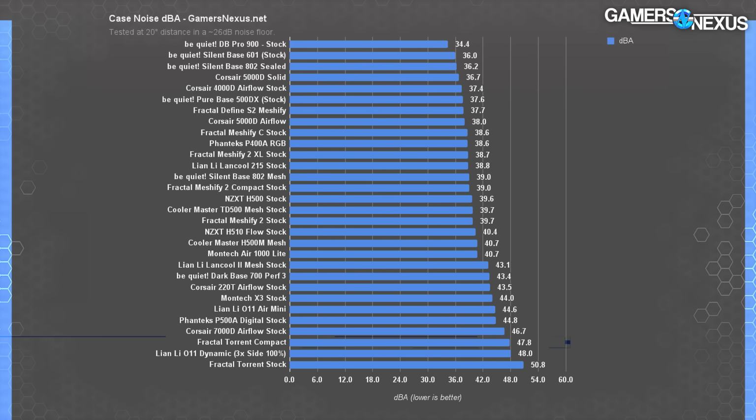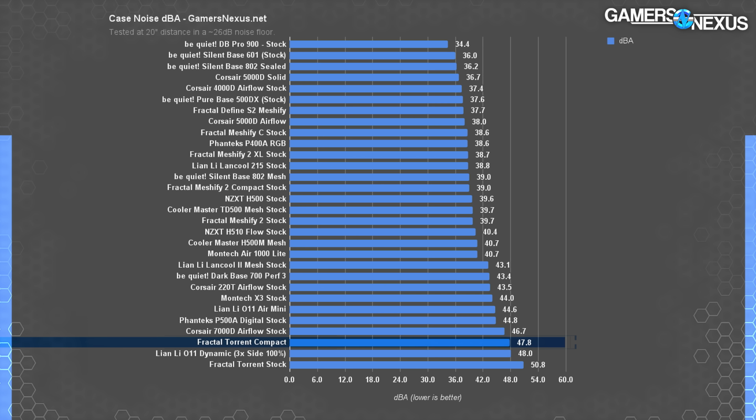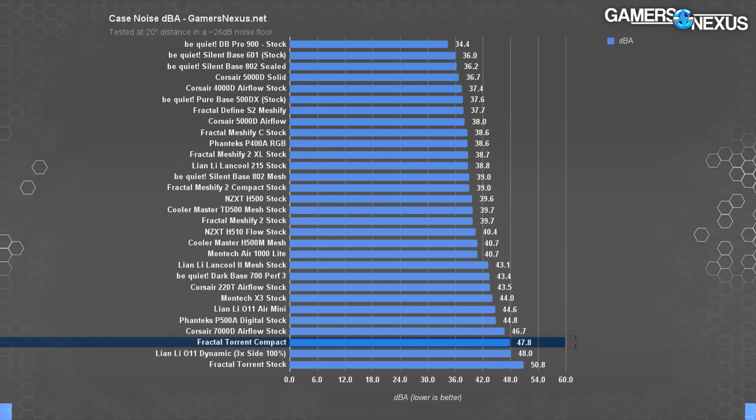We measured the noise level of the Compact with its two front fans at 100% speed to be 47.8 dBA at our standardized measuring distance and methodology. That's quieter than the original Torrent's 50.8 dBA reading, and therefore requiring less of a speed reduction to hit our target of 36 dBA for the threshold. We reduced the fans to 50% speed rather than the 47% used for the original Torrent.